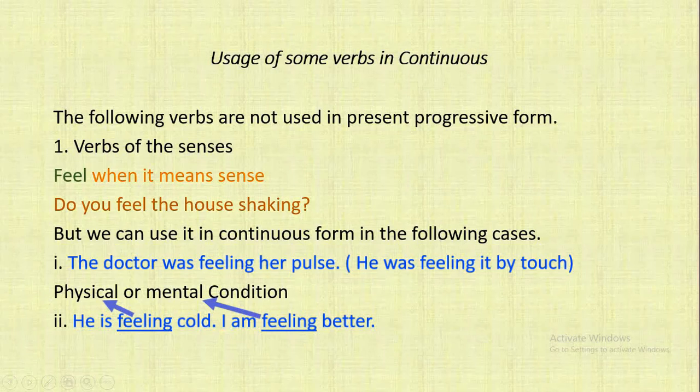When the word feel means sense, then we are not using it in present progressive or continuous tense. For example, do you feel the house shaking? But we can use it in continuous form in the following cases. When you want to tell someone that you feel something by touch, then you can say, for example, the doctor was feeling her pulse, so he was feeling it by touch.